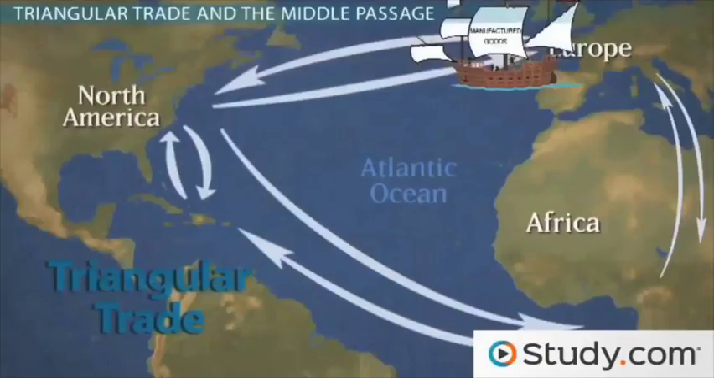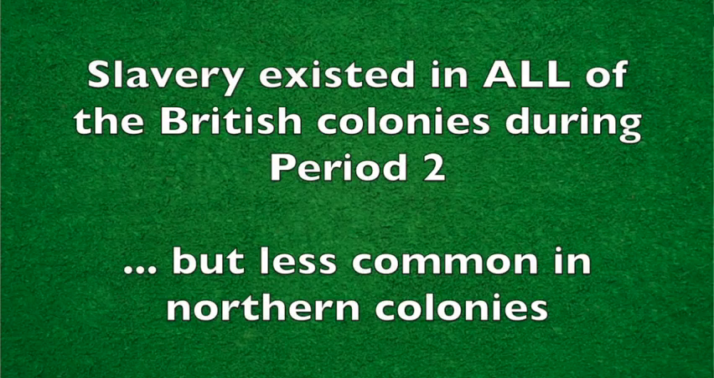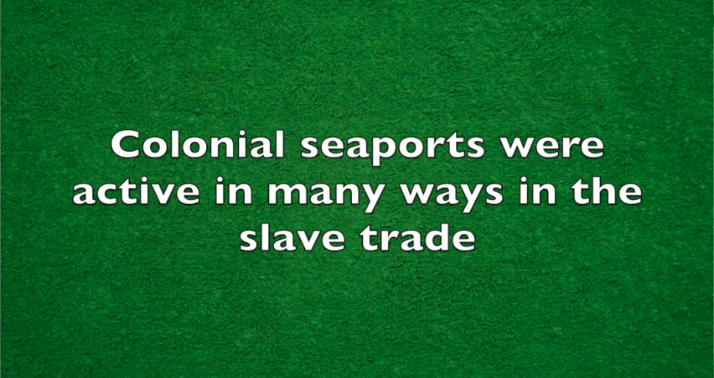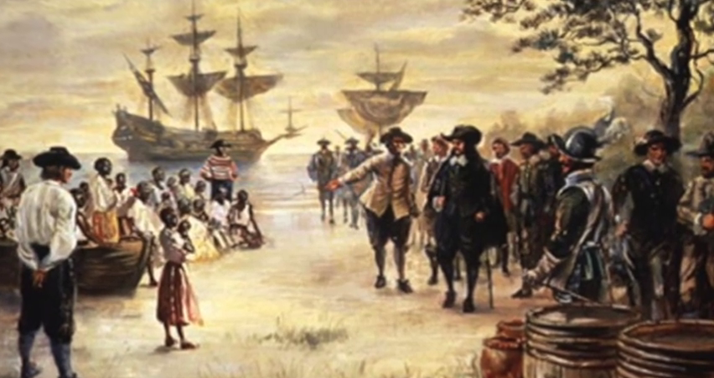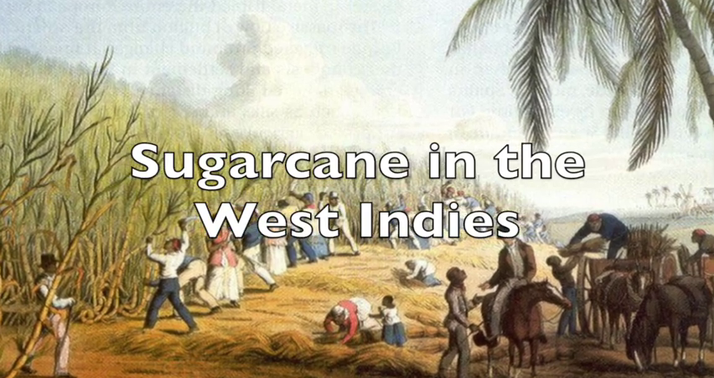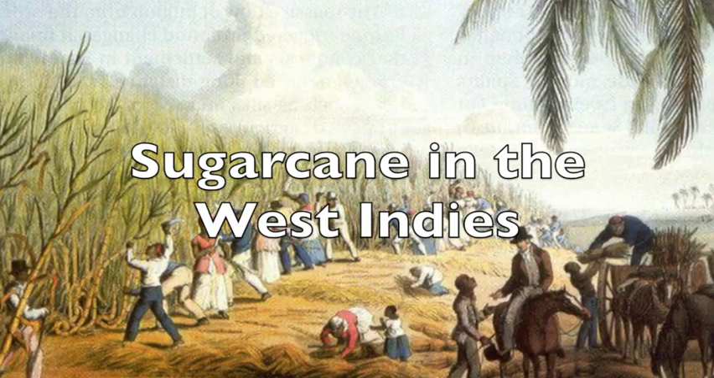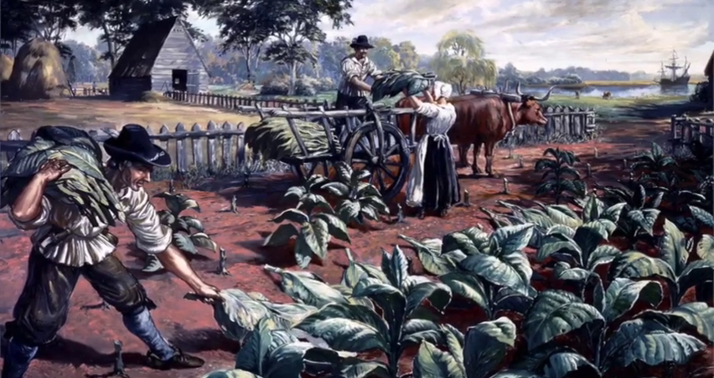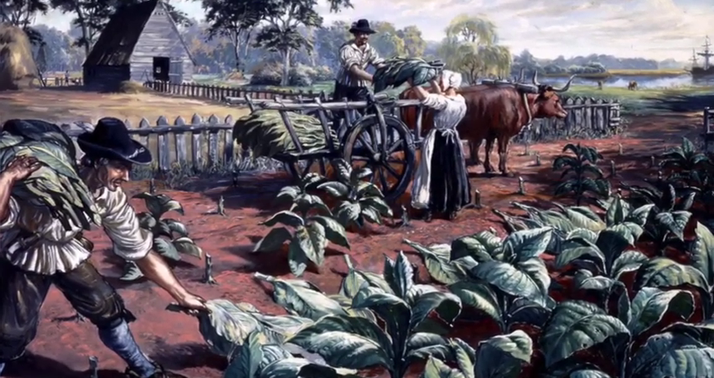It is very important to keep in mind that during period 2, all of the British colonies participated to a varying degree in the Atlantic slave trade. Slavery was legal in every British colony during period 2, though it was less prevalent in the northern colonies due to a lack of economic need. Seaport colonies were actively involved in the slave trade, providing food, buying molasses, making and selling rum, and transporting slaves from Africa. While sugar colonies in the West Indies, the Caribbean, drew the vast majority of slaves, the Chesapeake region, South Carolina, and Georgia also heavily relied on enslaved labor.